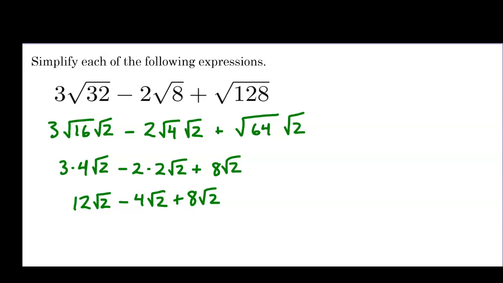Now all three are like terms. We can combine their coefficients. So 12 minus 4 is 8, plus 8 is 16, and we have 16 square root of 2.